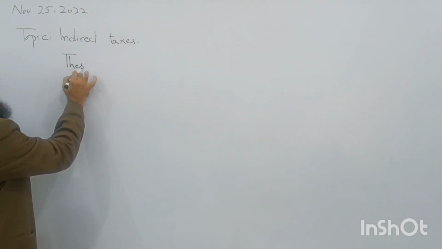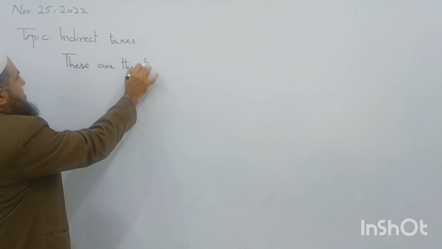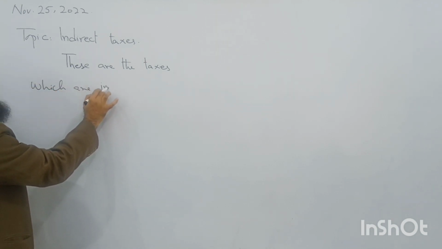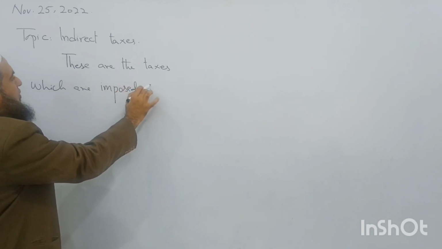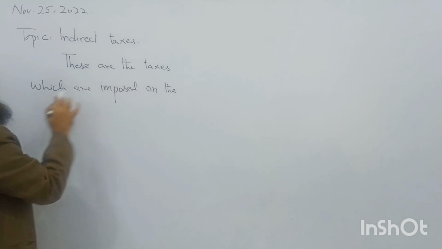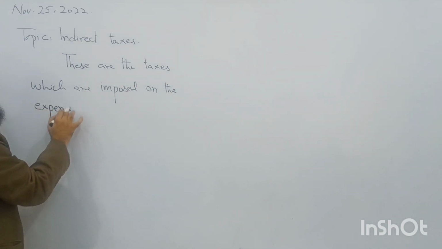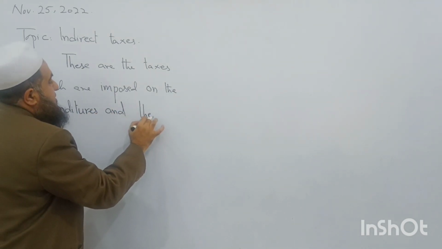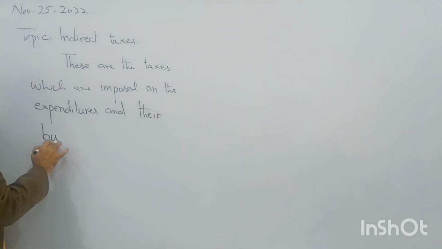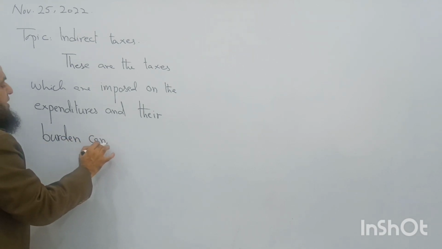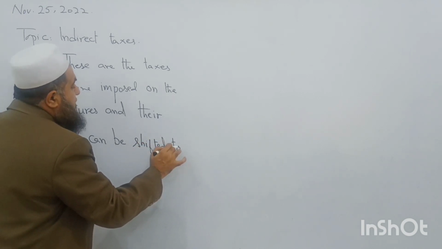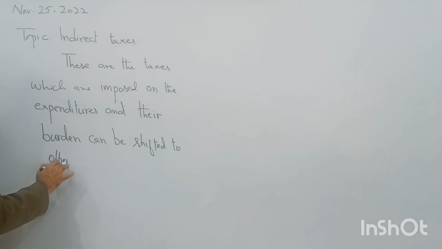These are the taxes which are imposed on the expenditures and their burden can be shifted to others. Alright? So their burden can be shifted to others.